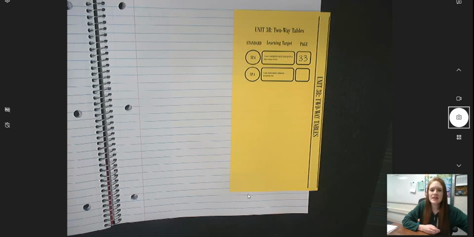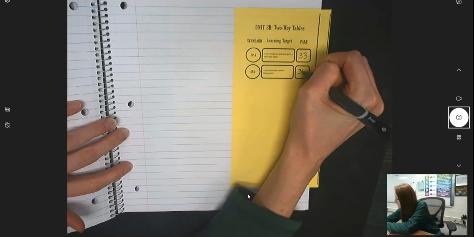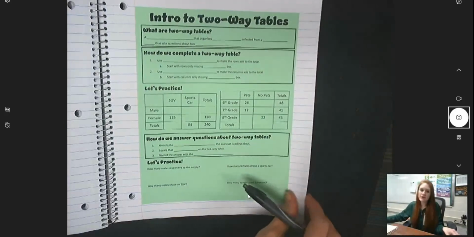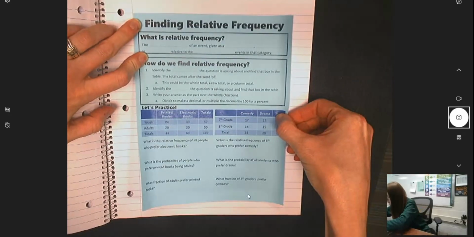So today, this is entry number 34 in your notebook. You should already have your intro to two-way table notes from Wednesday. And then today we're going to be going ahead and gluing in our blue notes that say finding relative frequency at the top. So go ahead and glue in those blue notes.